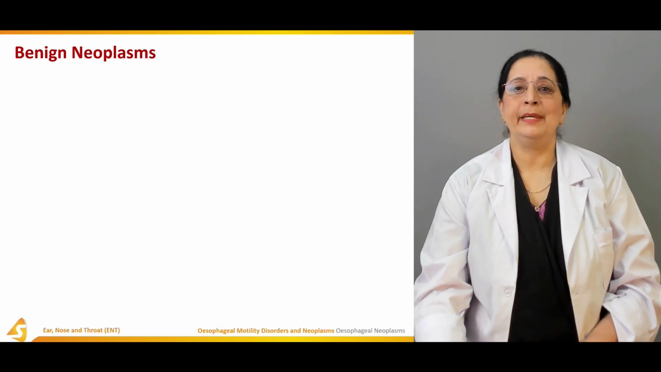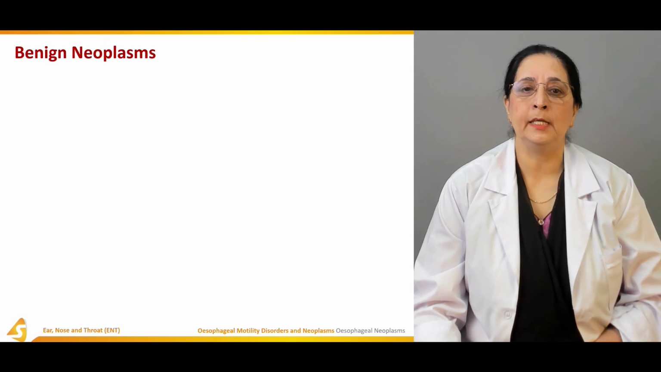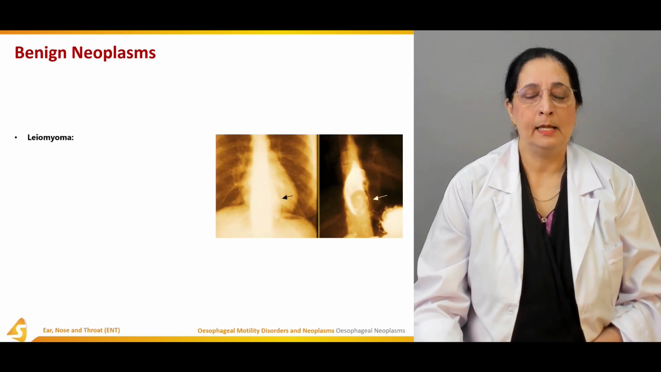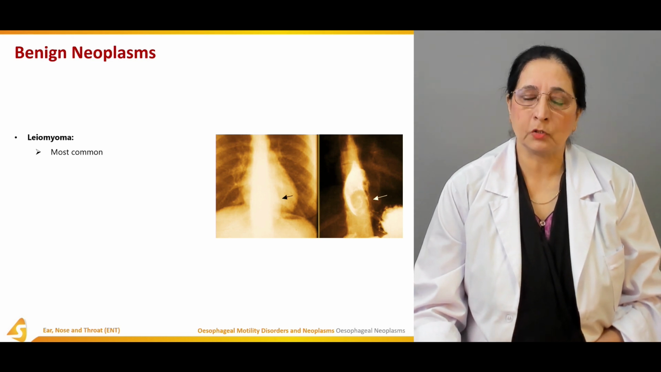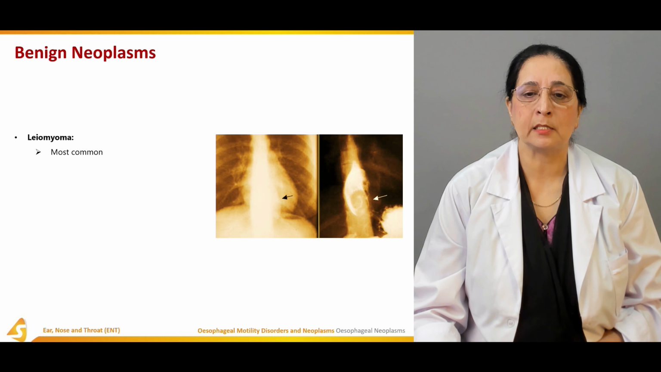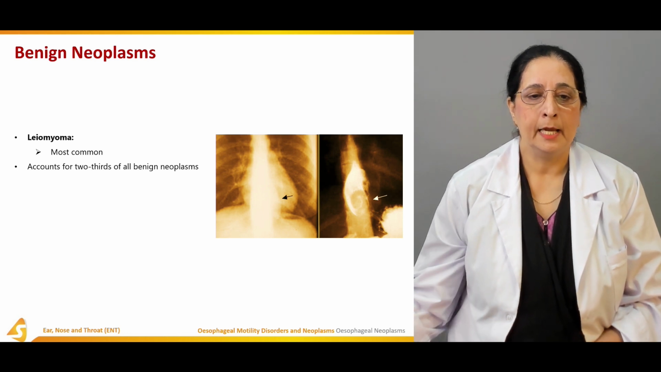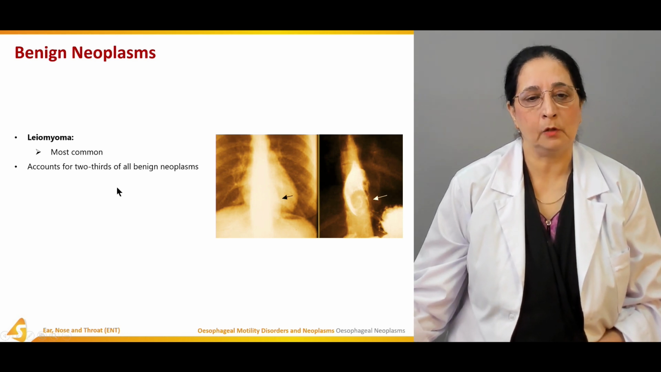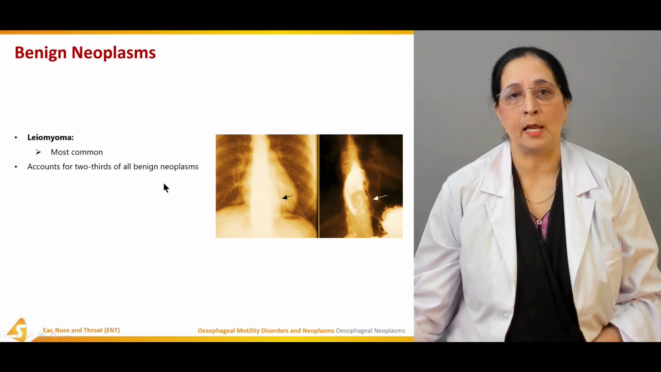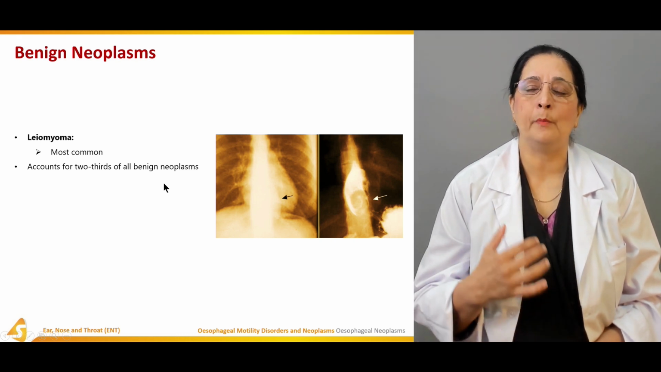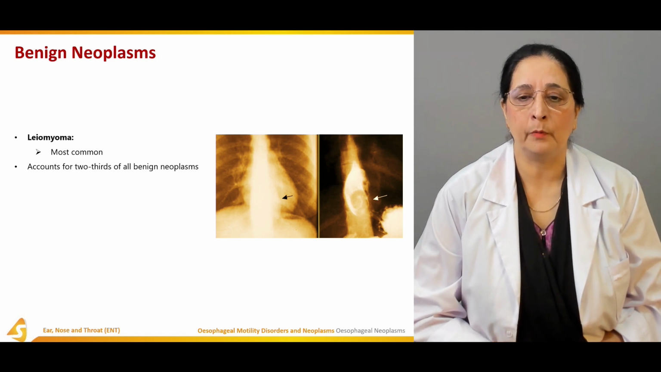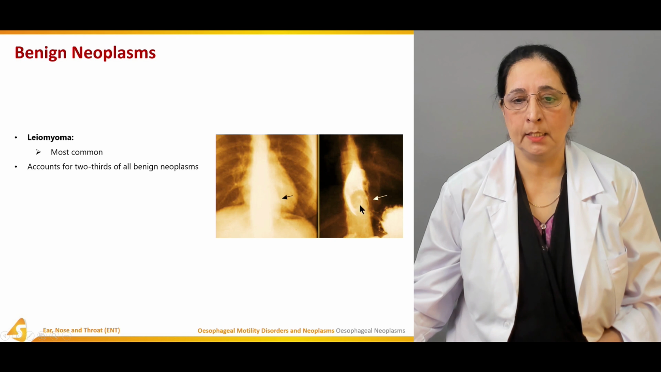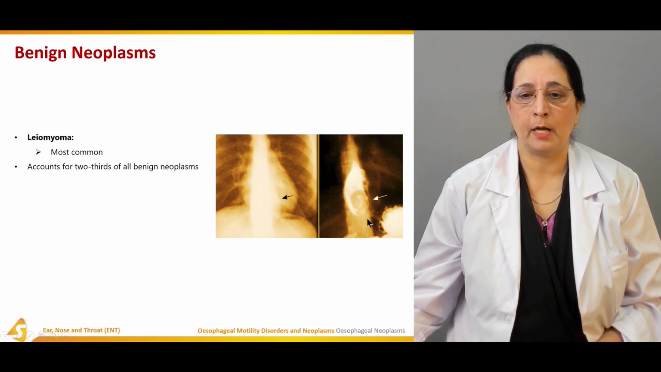So first, the benign neoplasm of the esophagus. Leiomyoma. Leiomyoma is the most common benign neoplasm of the esophagus. It accounts for 2/3 of all benign neoplasms. So it's very common, leiomyoma. 2/3 of the cases are leiomyoma. Here you can see the picture, which is the leiomyoma.